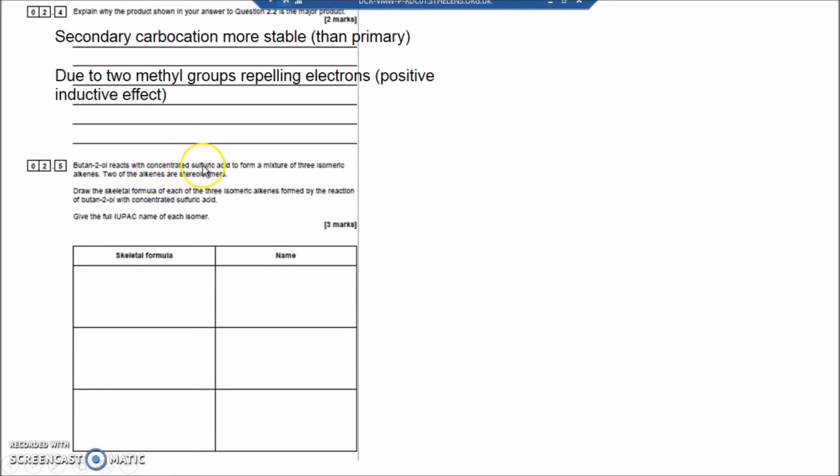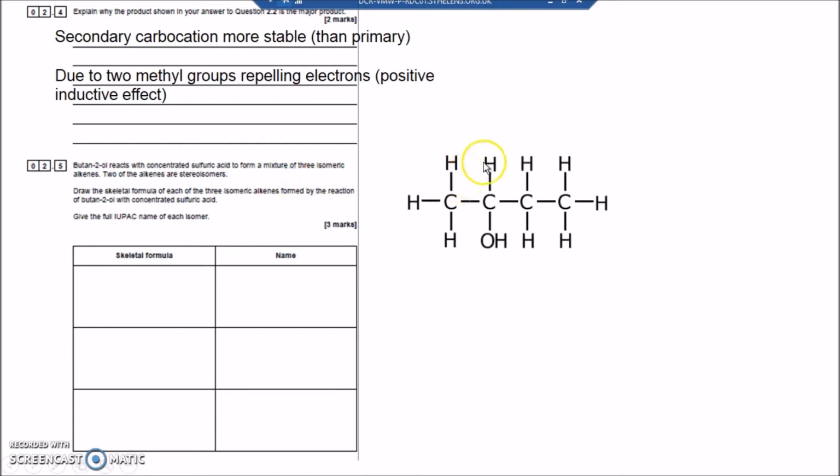Butan-2-ol reacts with concentrated sulphuric acid to form a mixture of 3 isomeric alkenes. 2 of the alkenes are stereoisomers. So let's have a look what happens. Well, first of all, butan-2-ol looks like this. And what concentrated sulphuric acid does is it removes water. It removes an OH, and from a neighbouring carbon it removes an H. So the water is coming from here, an OH, and on a neighbouring carbon an H.